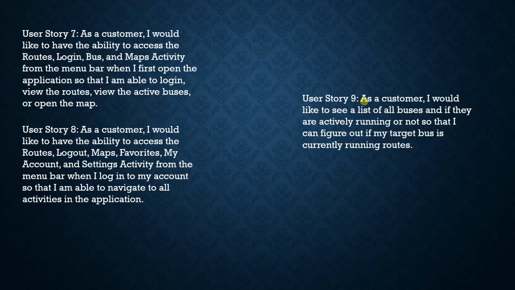The last one I did was, as a customer, I would like to see a list of all buses if they are actively running or not so that I can figure out if my target bus is currently running routes. This was decently easily done by just taking the information that I receive and pulling that again in the routes activity. From there, since there's only one bus per route at this point in time in our design, I just displayed which routes were active, and this will give you the required information.